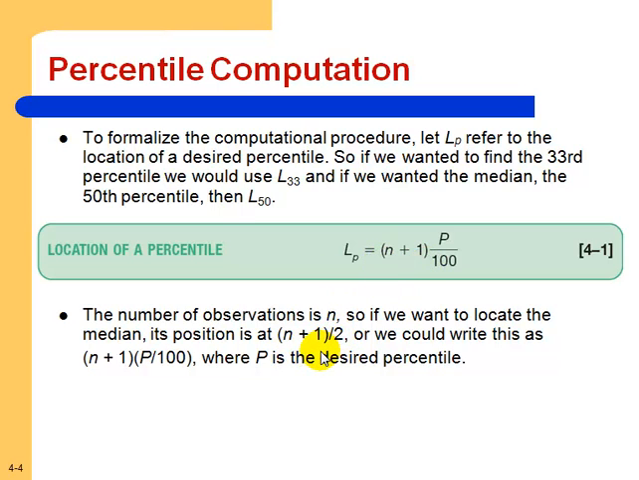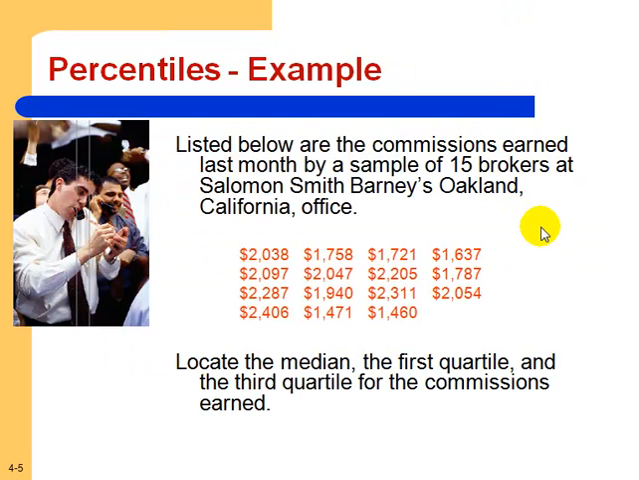That's also, if you can remember, the question in the chapter, week 3 homework. Or we could write this as n plus 1 times p over 100, where p is the desired percentile. Because we know for the median, we want to find the 50th, so 50 divided by 100 is a half. So that's why we get n plus 1 over 2. How do we understand that formula?